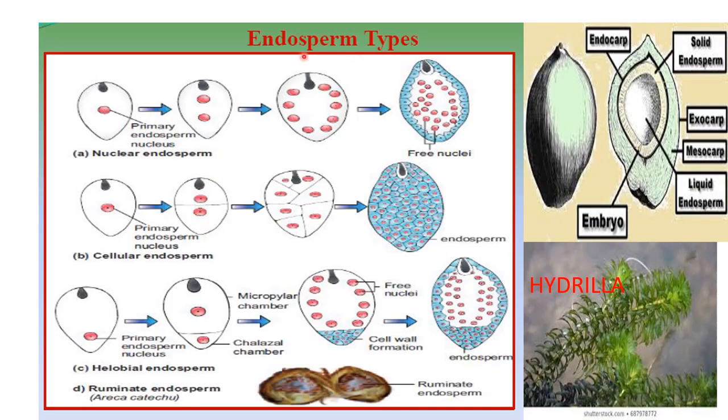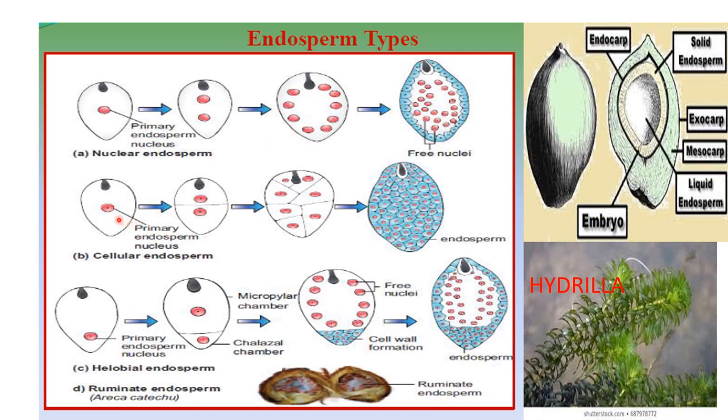Post-fertilization event one is the endosperm development. Based on the mode of development, endosperm is divided into four types. Nuclear endosperm: this is the zygote and this is the primary endosperm nucleus. It starts dividing before the zygote starts to divide because it has to feed the zygote. If it divides into two without formation of any cell wall, it gives rise to free nuclei inside, and this type is called a nuclear endosperm.